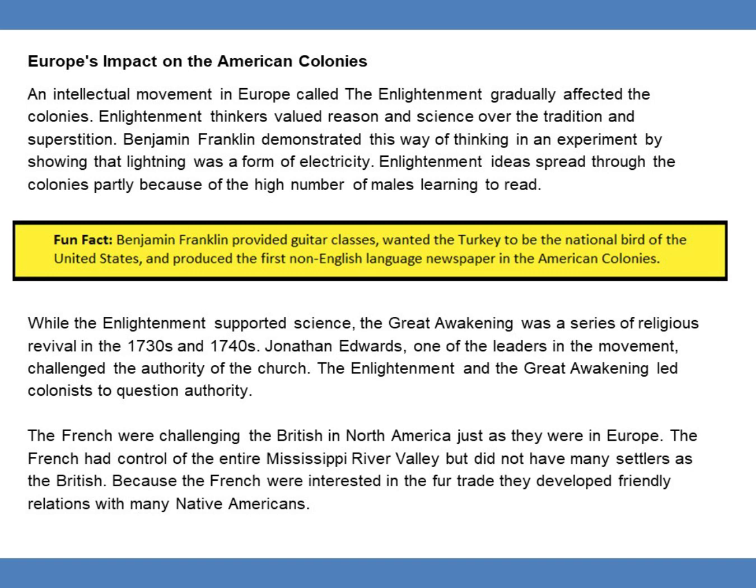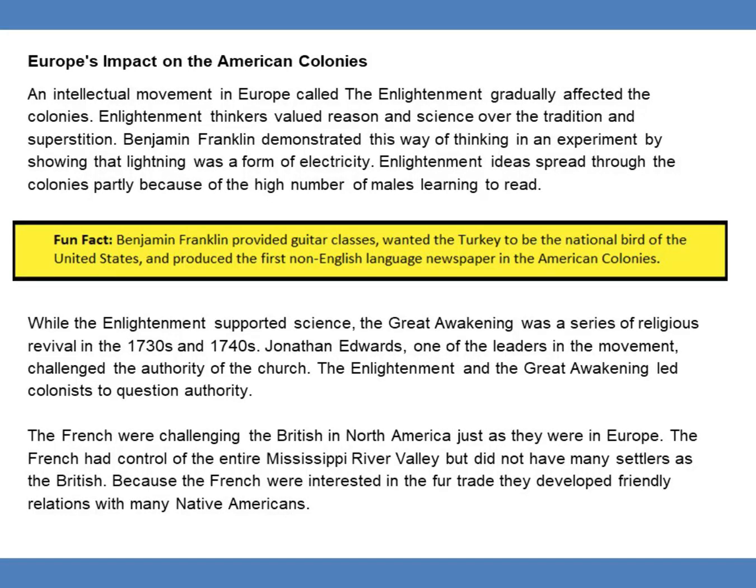Fun fact. Benjamin Franklin provided guitar lessons, wanted the turkey to be the national bird of the United States, and produced the first non-English language newspaper in the American colonies. While the Enlightenment supported science, the Great Awakening was a series of religious revivals in the 1730s and 1740s. Jonathan Edwards, one of the leaders in the movement, challenged the authority of the church. The Enlightenment and the Great Awakening led colonists to question authority.